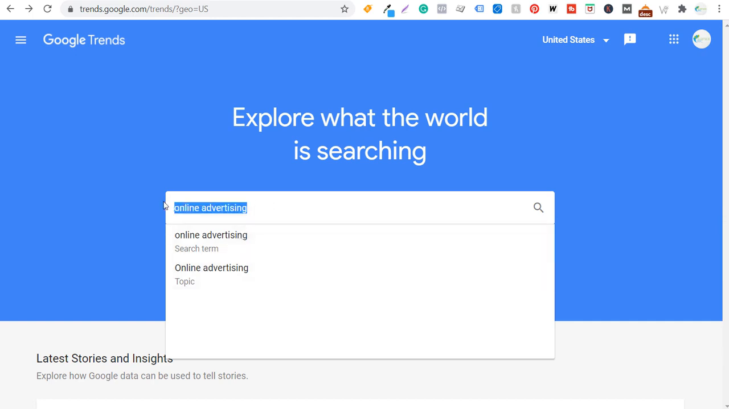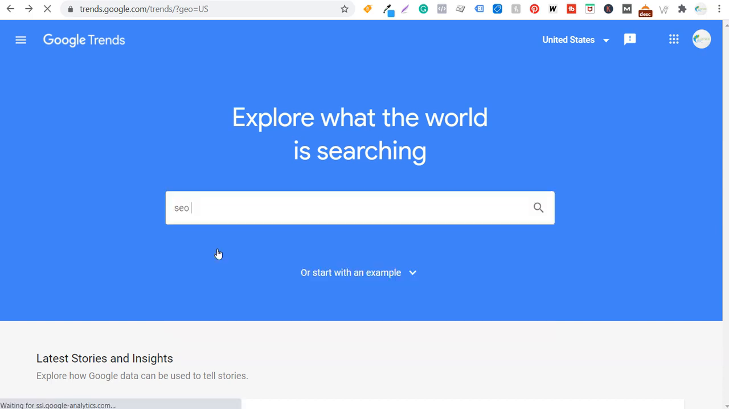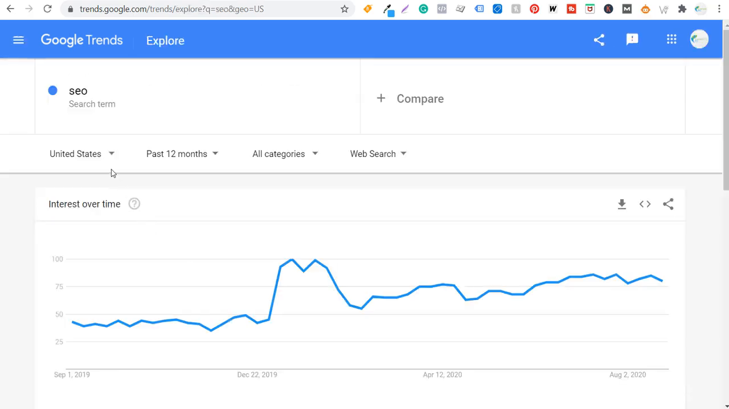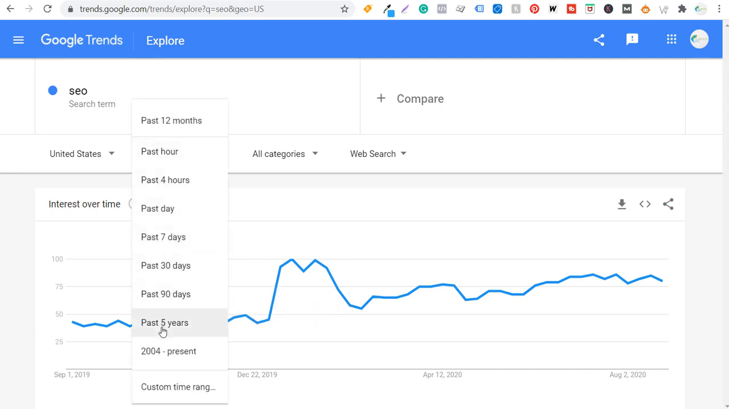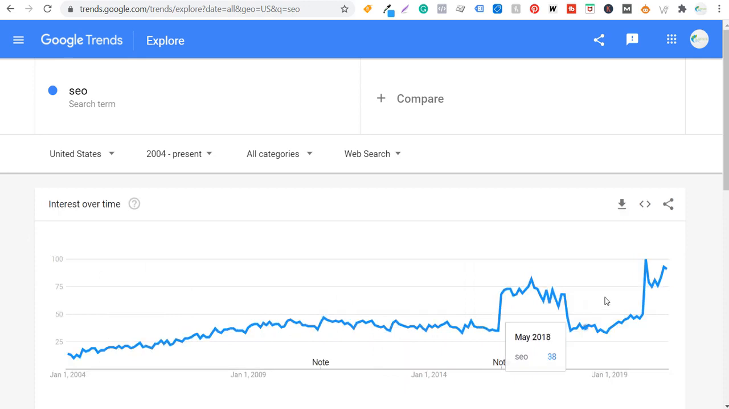So for example, I can come in here and just do something like SEO. They have the search term and the topic. So if I click on the search term for SEO, you're going to see it's United States, past 12 months, all categories, web search. You can see interest over time. So this is just looking at the past 12 months. But if we come down and we look at 2004 to present, you can see the overall interest over time in SEO, and it peaked right around here. So this is where the peak is, January 2020. And since it just peaked in January 2020, there's a good chance it's going to peak again next year.